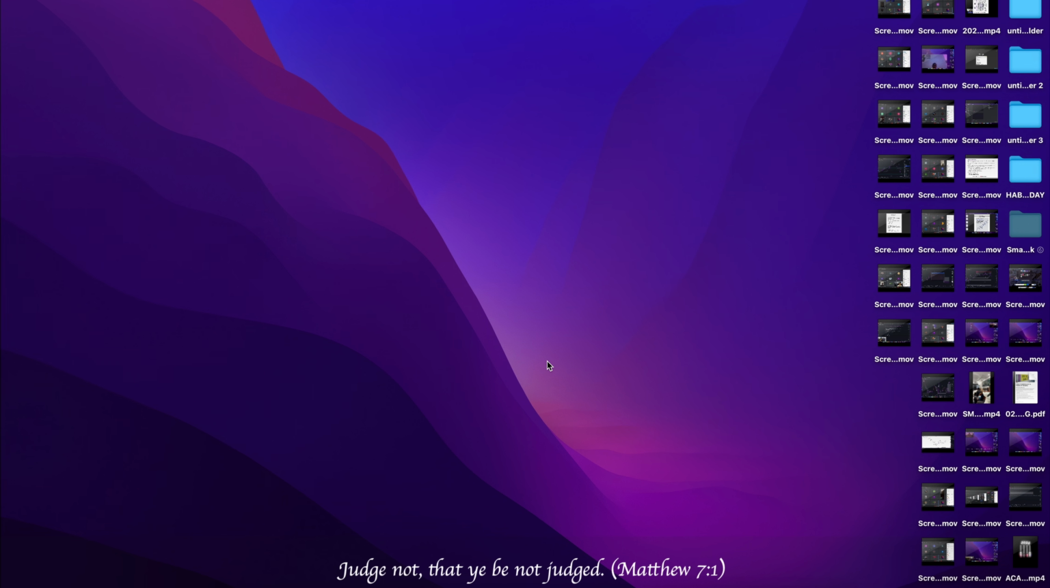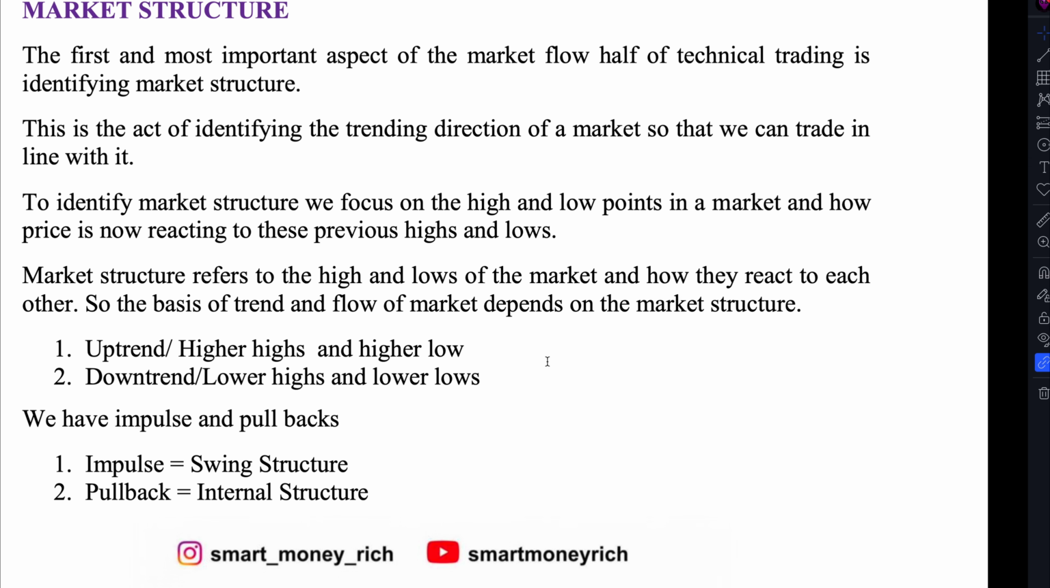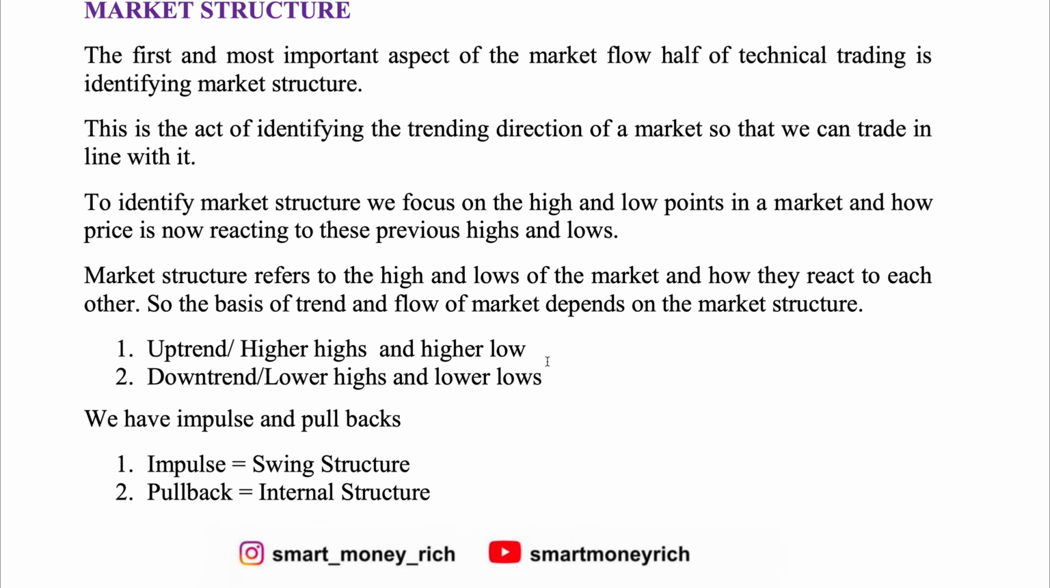So guys, this is what I have for you today. Market structure. I hope you were able to find value in this content.